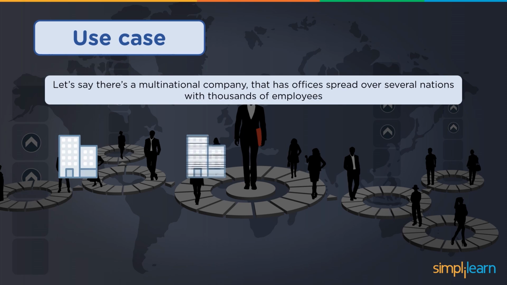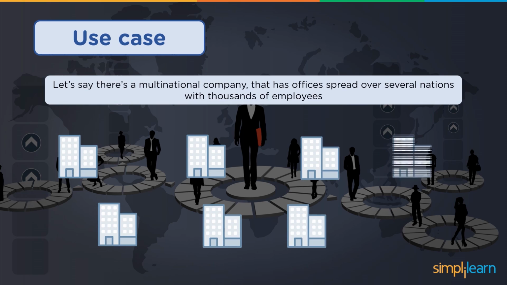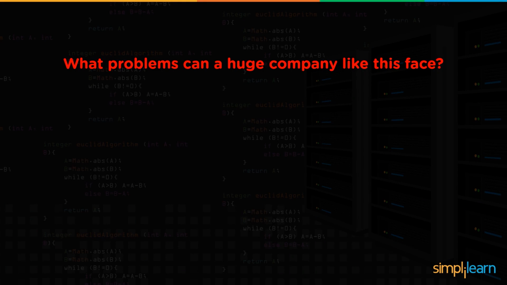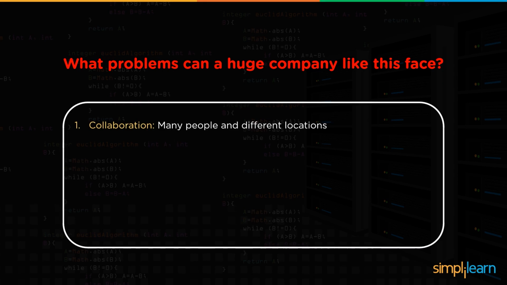Now let's talk about a use case here. Let's say there is a particular multinational company with offices or development centers across different regions, different continents, different countries, and it usually happens that the projects are so diversified that different developers are located at different development centers. Now in this situation, what are the different problems which such a huge multinational company usually faces? The first one is collaboration.